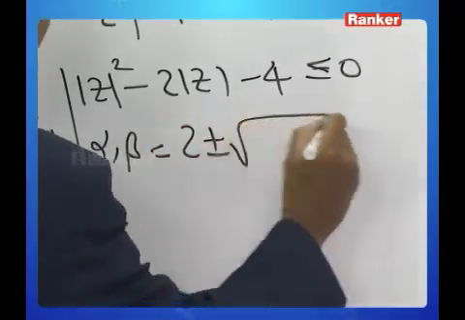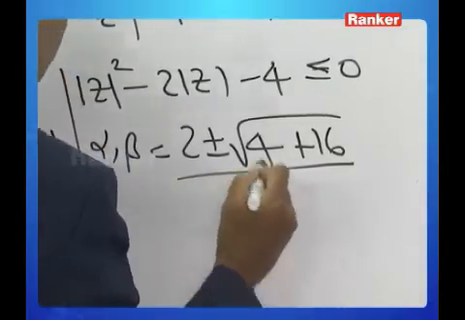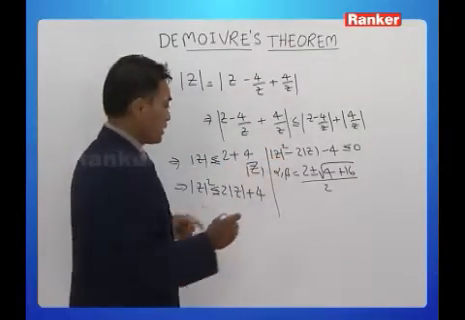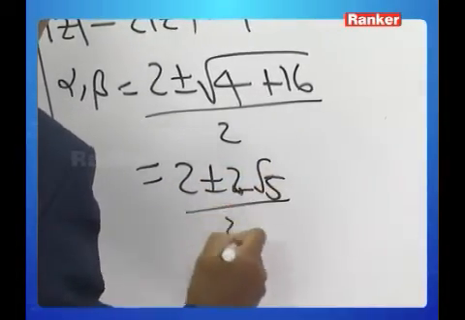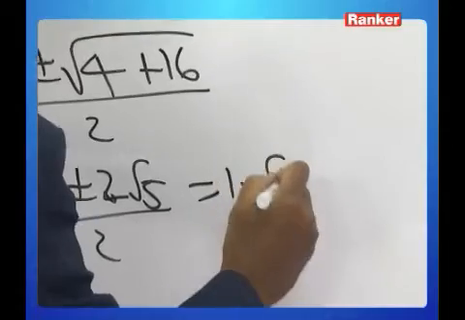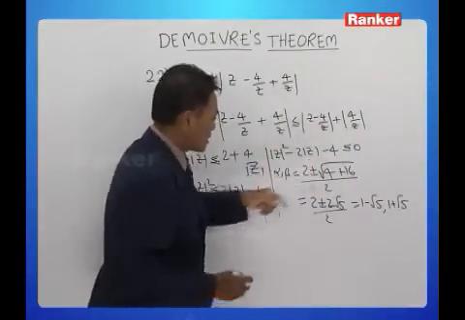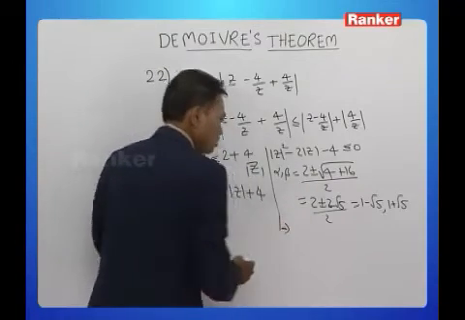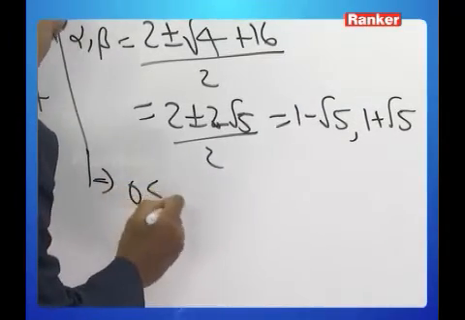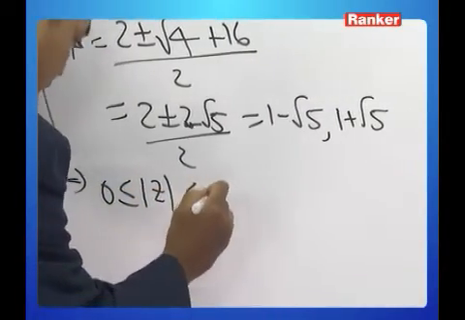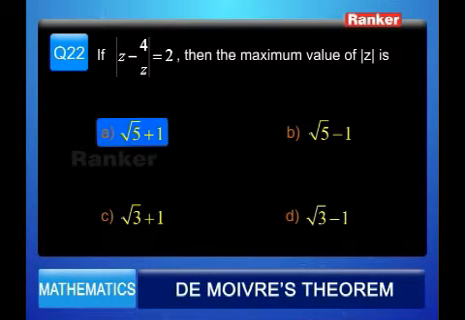Minus b plus or minus root under b square minus 4ac, that is 16 by 2a. Now this is root 20, 2 root 5. So you get 2 plus or minus 2 root 5 by 2. If you cancel, you get 1 minus root 5 and 1 plus root 5. Because this is positive and this is negative, x lies between the roots. Because 1 minus root 5 is negative, you can't take that. So from this we can write 0 less than or equal to mod z less than or equal to 1 plus root 5. So the maximum value is 1 plus root 5.